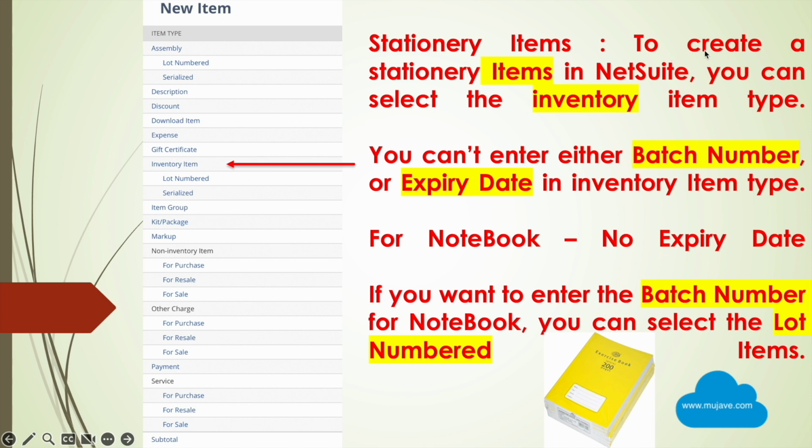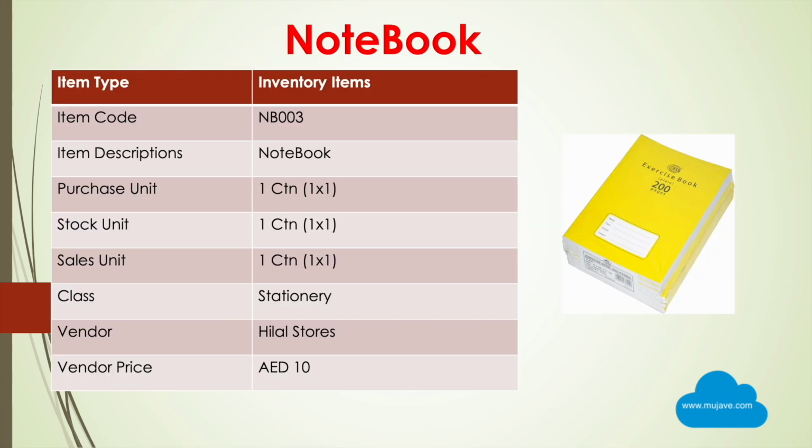To create a stationery item in NetSuite, you can select the inventory item type. You cannot enter either batch number or expiry date in the inventory item type because for a notebook there is no expiry date. In case you want to enter the batch details for a notebook, then you must select the lot numbered items. Here you can see the inventory details of this product, notebook.